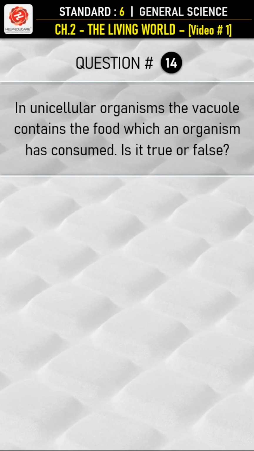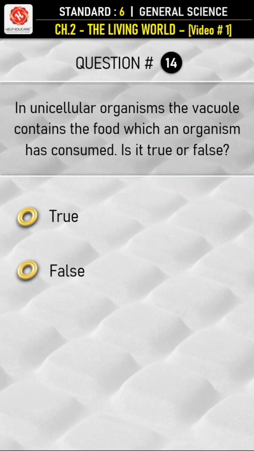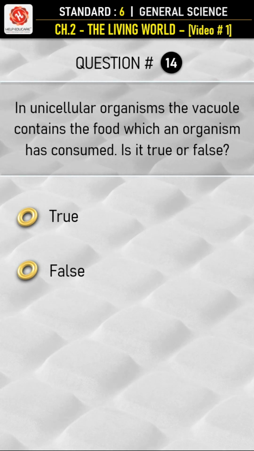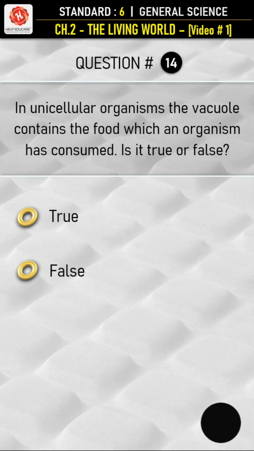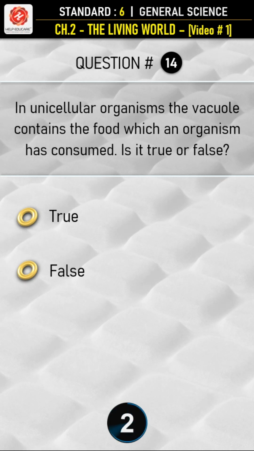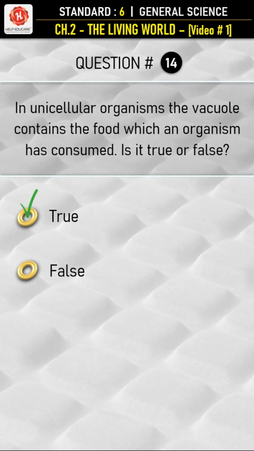Question number 14. In unicellular organisms, the vacuole contains the food which an organism has consumed. Is it true or false? First option, true. Second option, false. Answer will be shown after 5 seconds. Your time starts now. Correct answer is true.